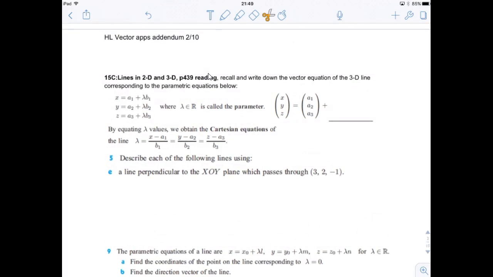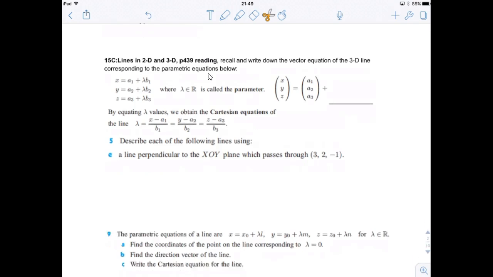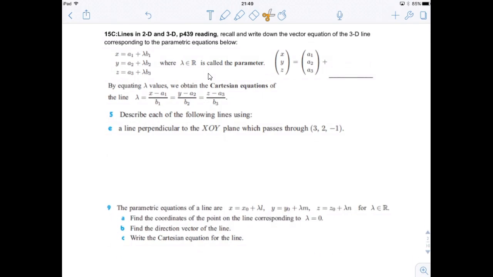Okay, here we are on page 2 of the HL Vector Apps Addendum, section 15C. Let's recall the vector equation of a 3D line. Just to spark your memory, here are the parametric equations for a 3D line.